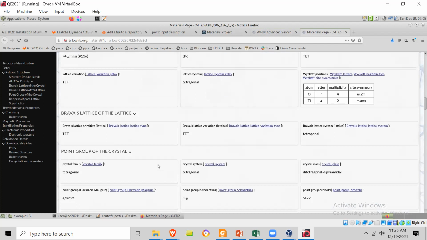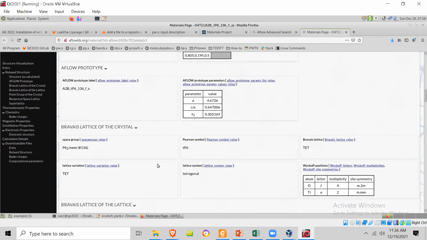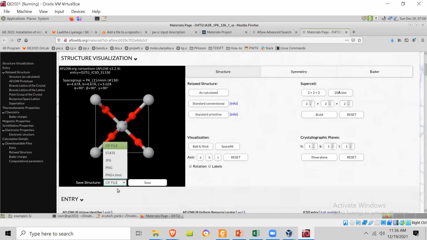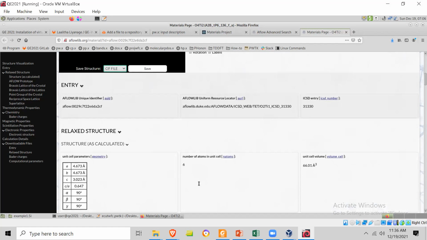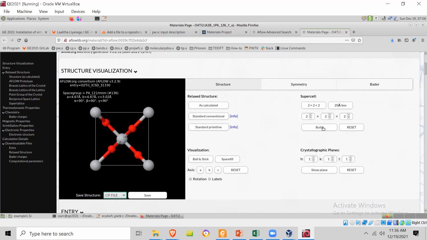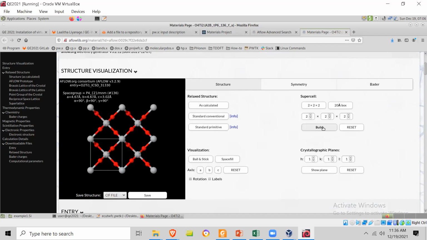But to get the structure, this is a good place as well. You can get the CIF file if you want to look at that, or you can go and look at the output or the input files for this particular cell. And then you can also build supercells. So if you want a 2x2x2, you can build that. It replicates the cell pretty quickly.